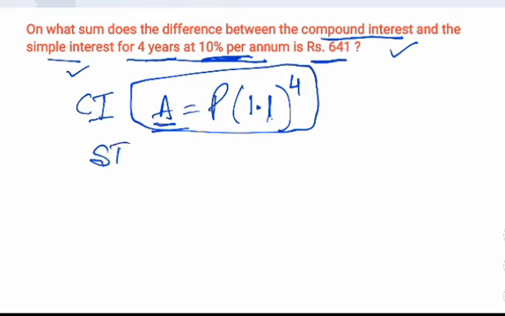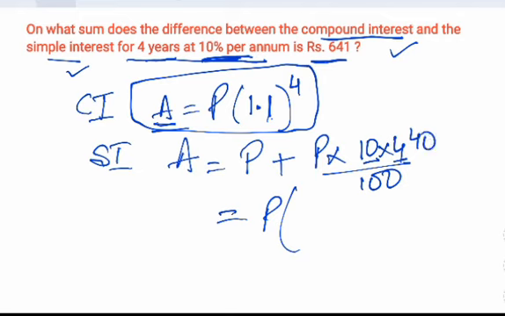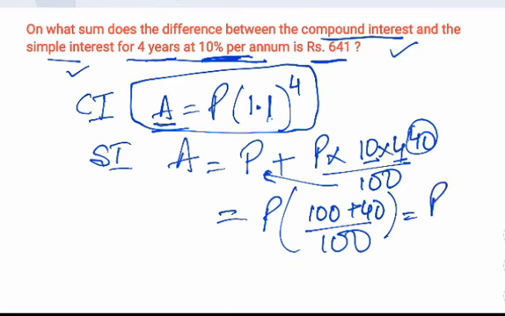And in simple interest, we know that the amount is equal to the principal plus simple interest, and simple interest is equal to P into R, that is 10, into T, that is 4, on 100. So this 10 into 4 becomes 40, and we'll take a common base 100, this 100 would go over here, 100 plus 40. So P into 140 upon 100.